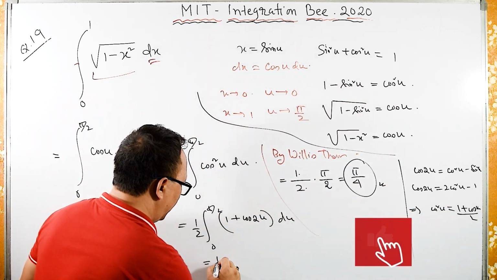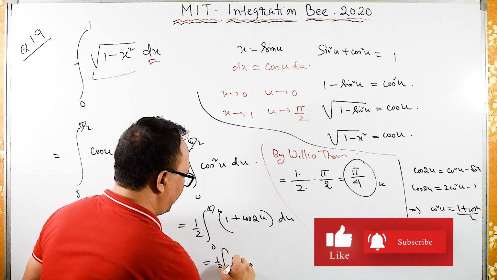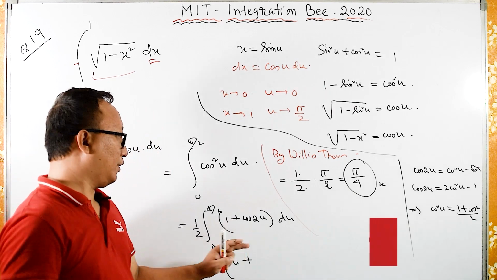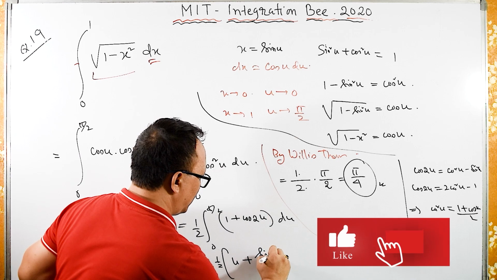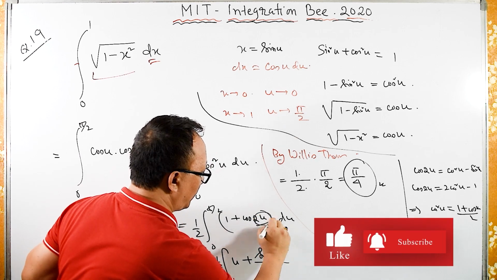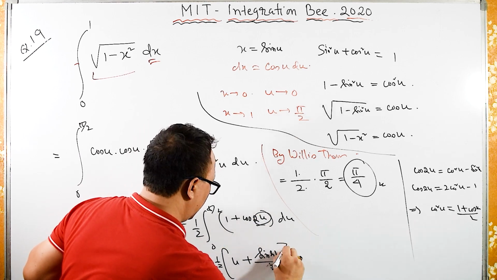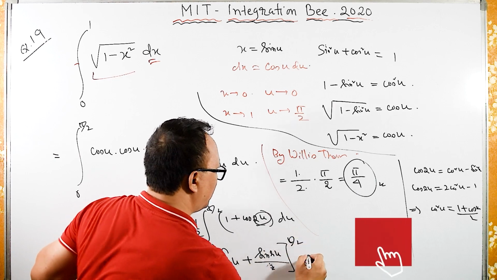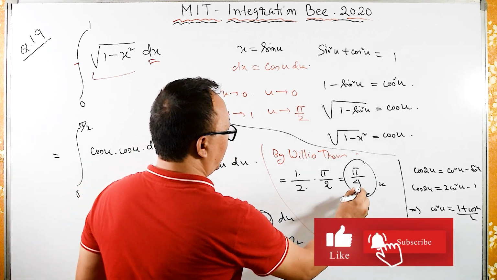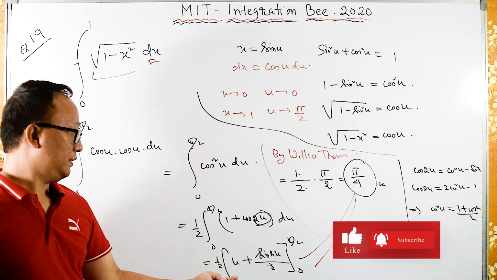And then if you integrate this, we have u plus integration of cos is sine twice u upon differentiation of twice u, which is 2. And then you substitute 0 to pi by 2. Similarly, you will get this answer pi by 4 also.